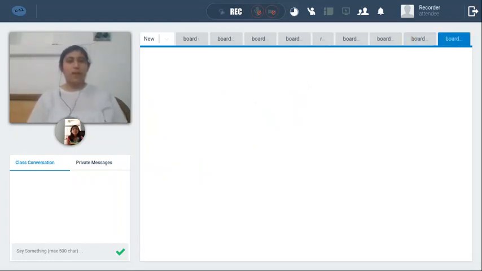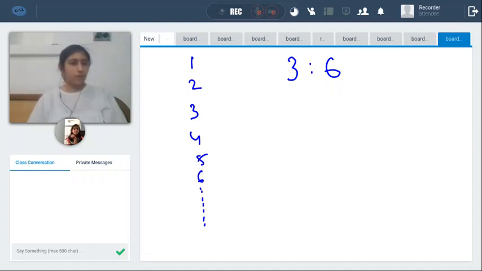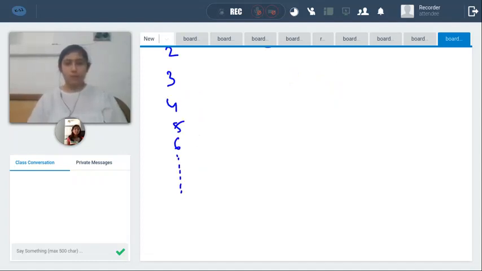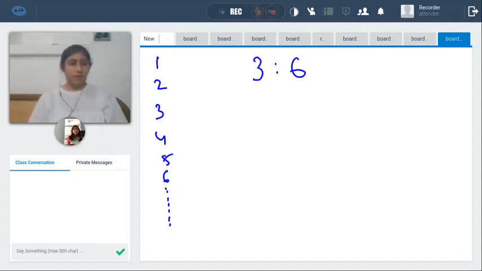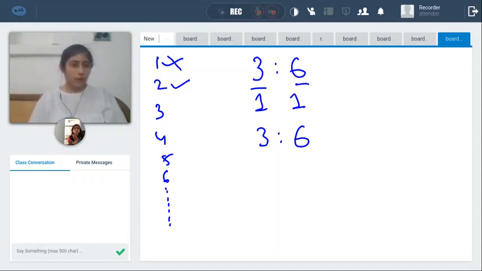A quick example. Let's say I've taken 3:6. Here we have the numbers 1, 2, 3, 4, 5, 6, and so on. It can go on and on, right? Now here we see that if we divide both the numbers 3 and 6 by 1, we get the same numbers, 3:6. So we'll move on to the next number. We will never start with 1 because whenever we divide any number by 1, we get the same numbers. So we move on to the next number, which is 2.